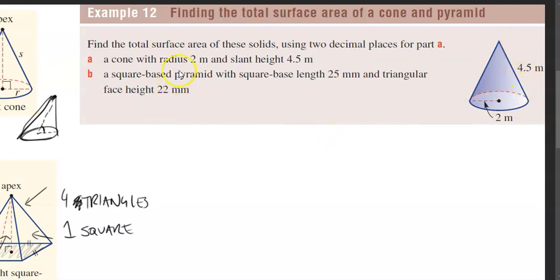And then we're going to look for the total surface area of a square base pyramid with the square base length of 25 mil and a triangular face height of 22 millimeters. So let's look at A first.